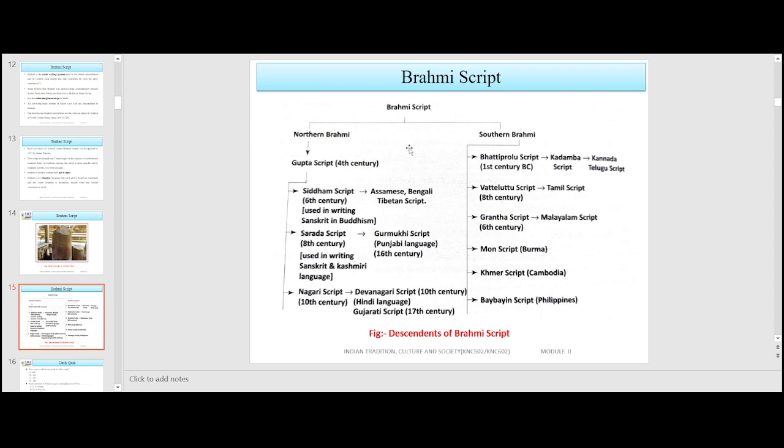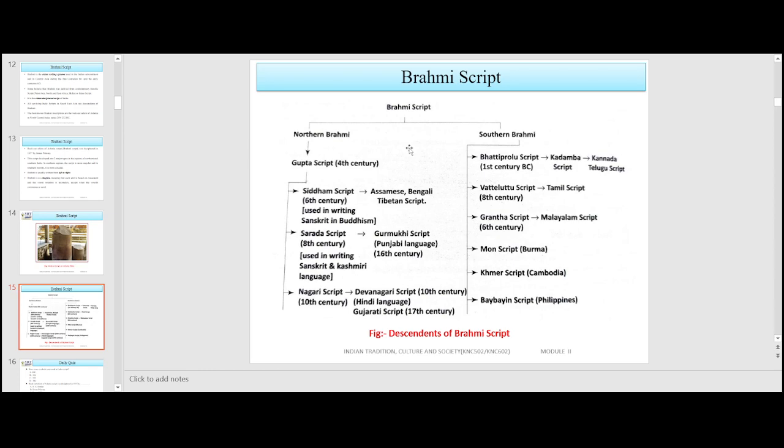There are certain scripts other than these that developed in a consequent way. That is the Lahnda script. The word Lahnda means without a tail. The script emerged out of the Sarda script around the 10th century. Before the Gurumukhi script, there is the Lahnda script. From Lahnda, the Gurumukhi script developed.